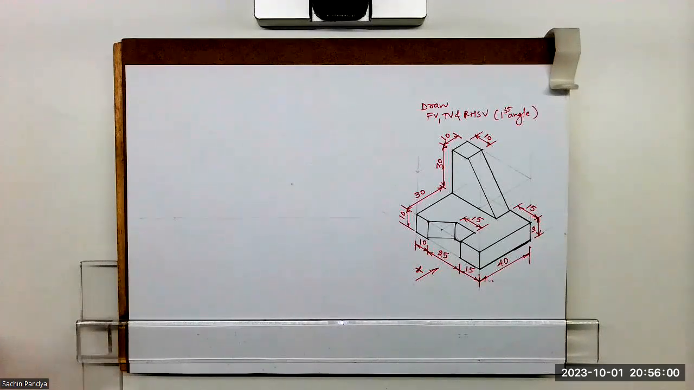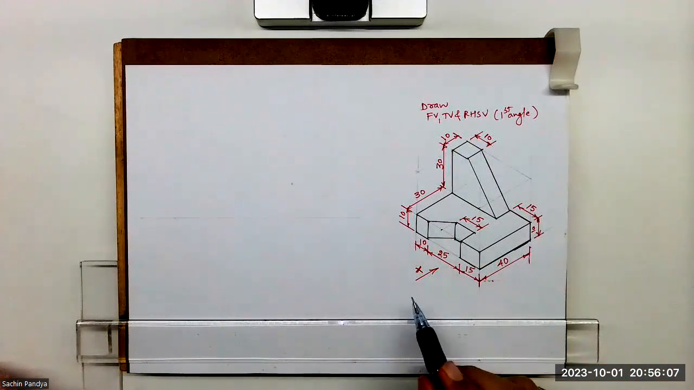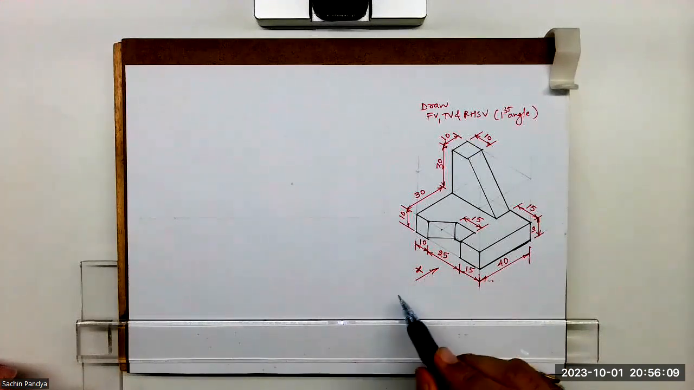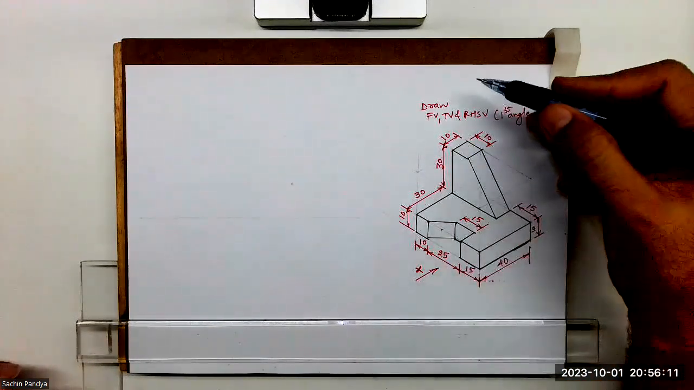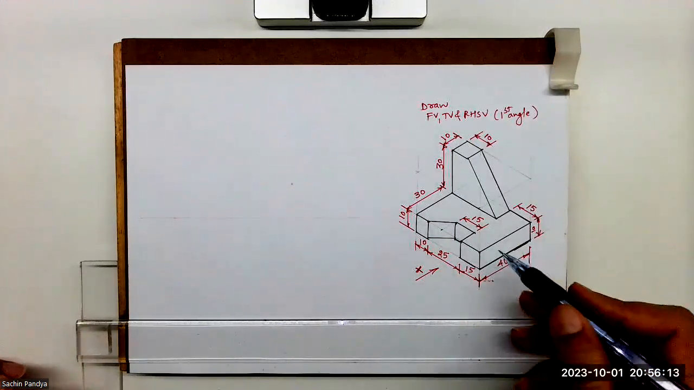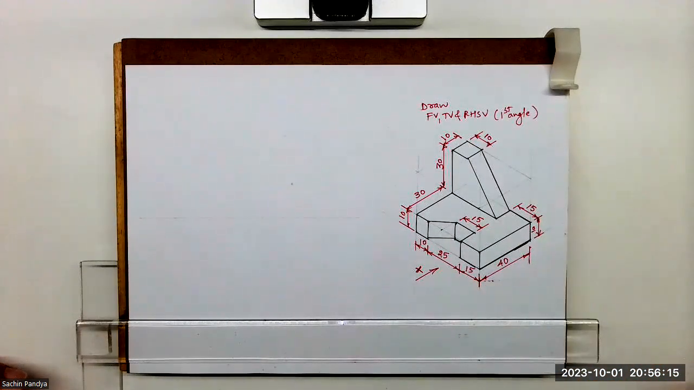Welcome to Technical Drawing. Today we are going to learn how to draw the front view, top view and right hand side view of this object in first angle. Now the observer is watching it from here. So the front view will be from this direction, top view will be from here and right hand side view will be from here. Now first we'll find out the length, width and height.